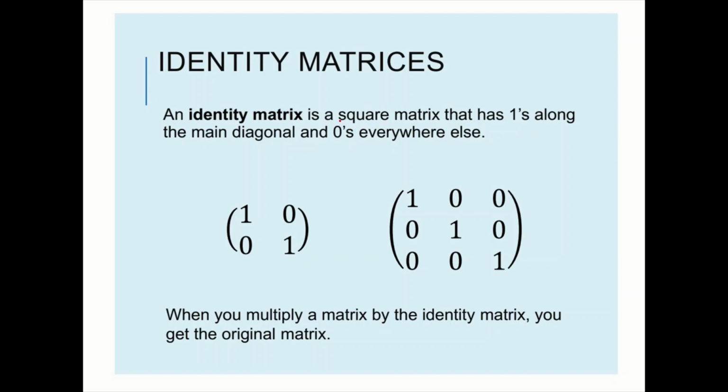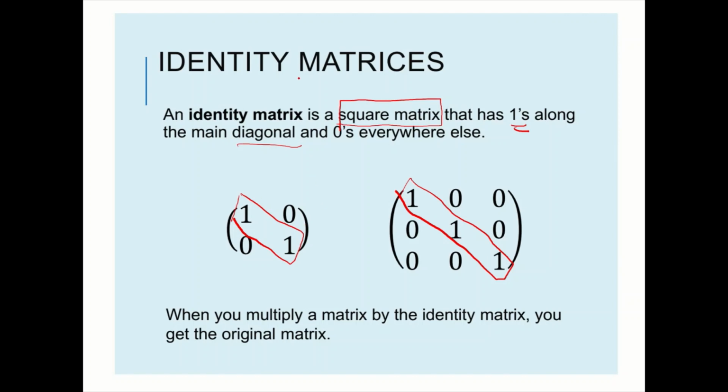The first one, it must be a square matrix. Remember, a square matrix should be 2 by 2 or 3 by 3. So these are square matrices. Now the second condition is that all the diagonal values, so this is called the diagonal values, must be 1. And other than that, all are 0. So we call this identity matrix.